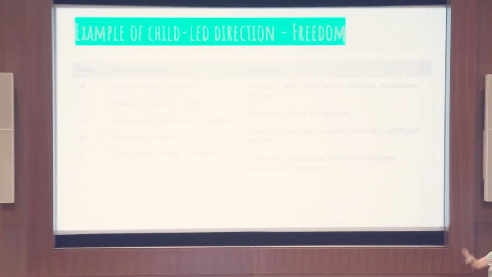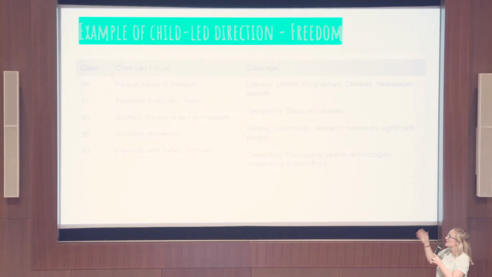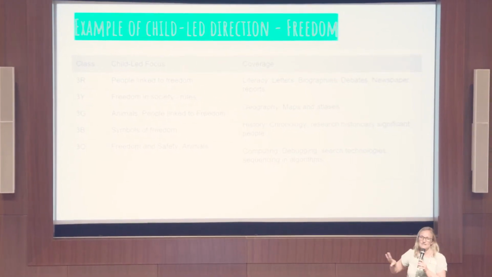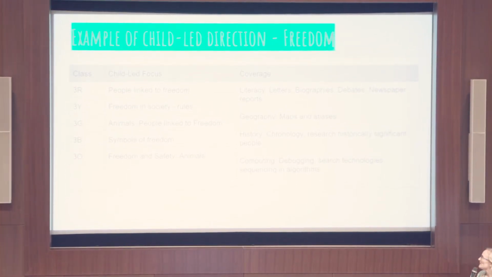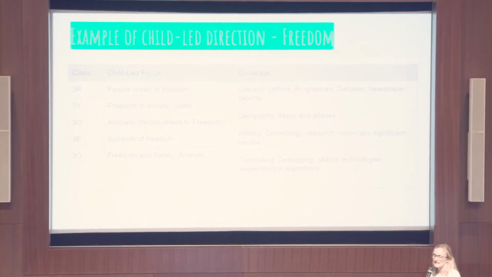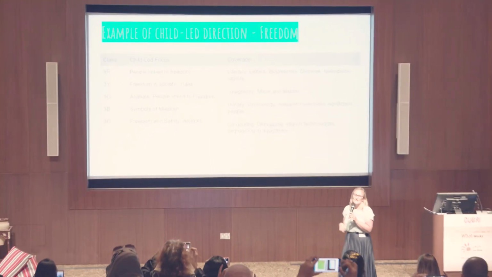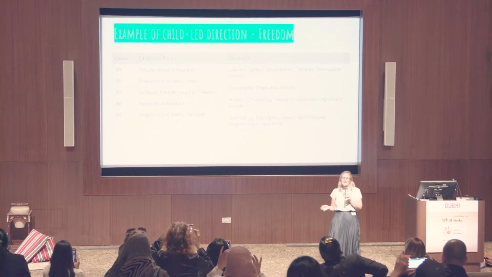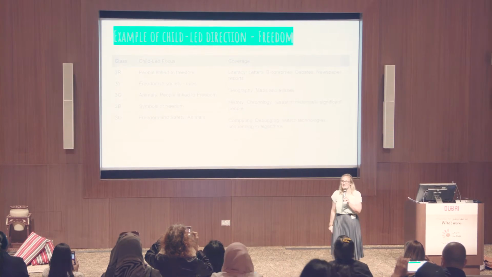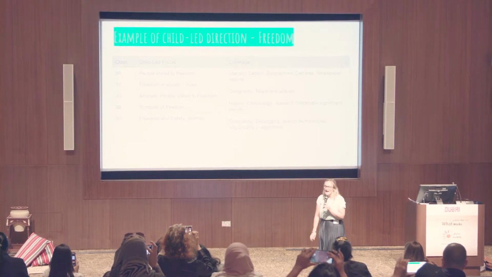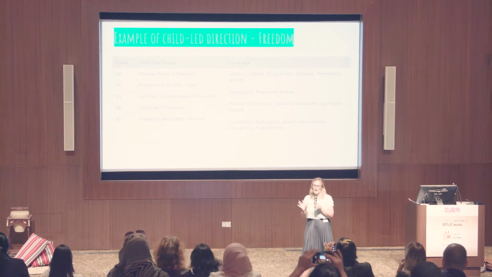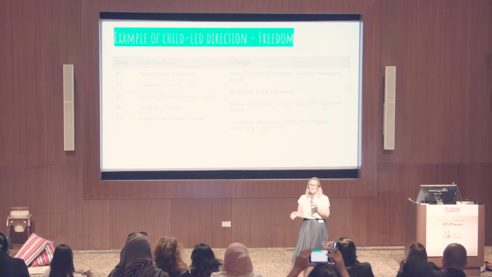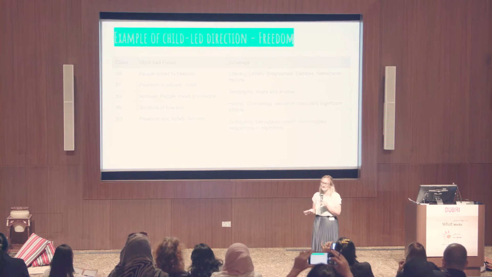So, just going back to the freedom example, in year 3, these were the directions. We have 5 classes in a year group. They were the different directions that they went in. So we had people linked to freedom, freedom in society, so the rules. Some children thought that rules were really important. Other children thought you didn't need rules and it would be a great place to live. Animals and people linked to freedom, so they did 2 subtopics because they had a bit of a split. Symbols of freedom and safety and animals, okay?